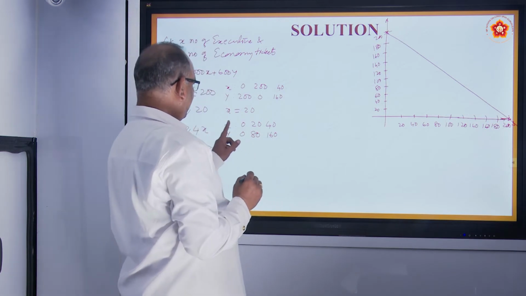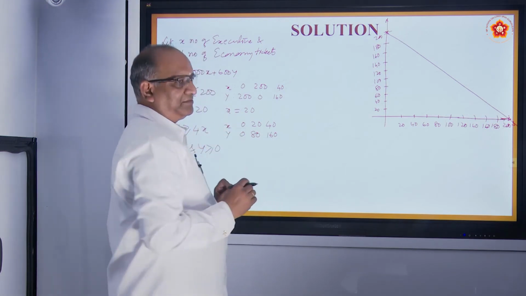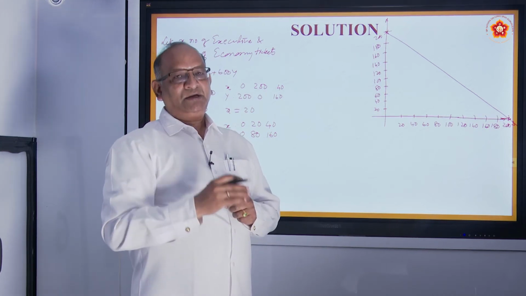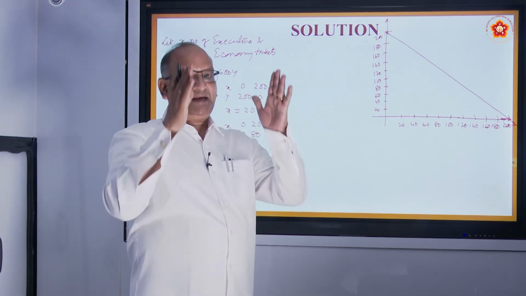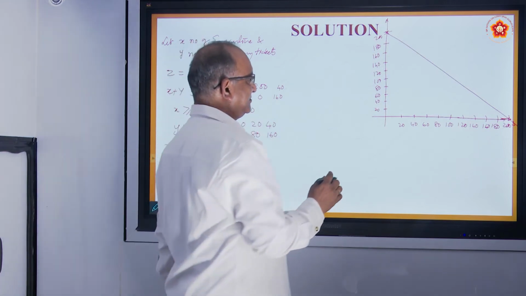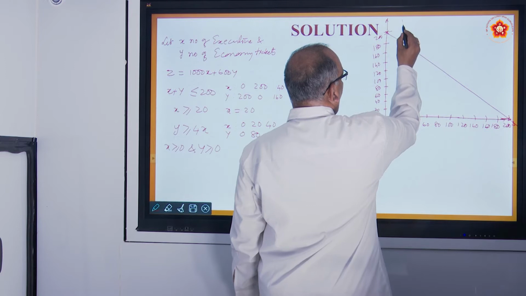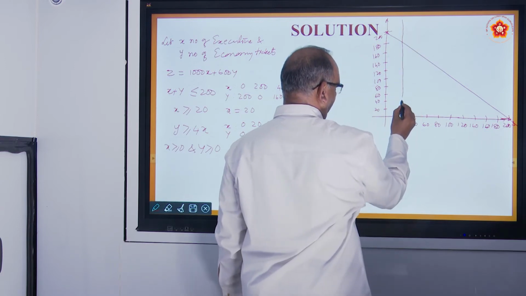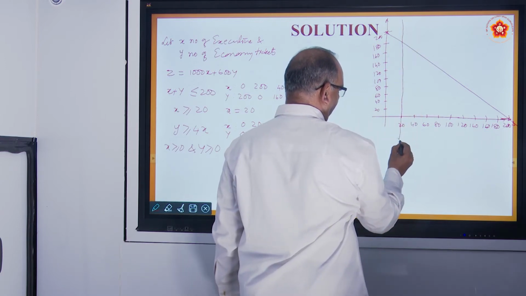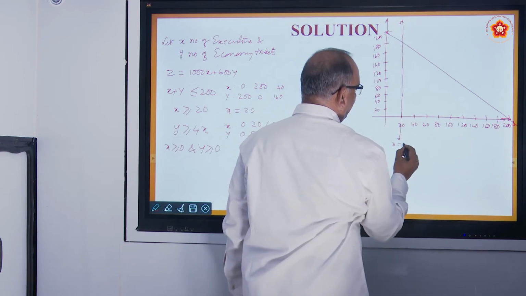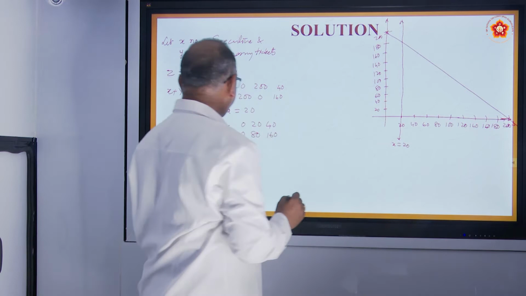Next is x is equal to 20. We know that x equal to 0 is the equation of the y axis. So x equal to 20 is a line parallel to the y axis. So this is the y axis, this is 20. So this is the line which shows x equal to 20. So this has been done.